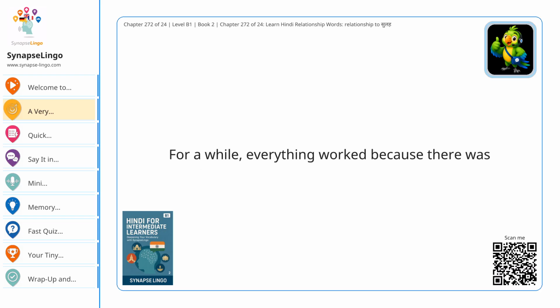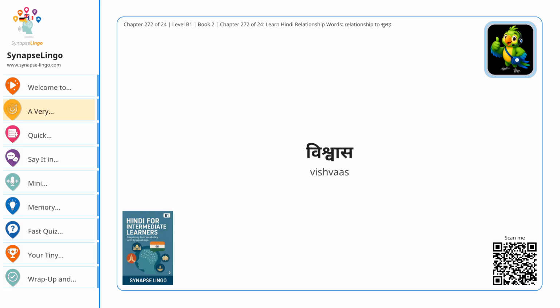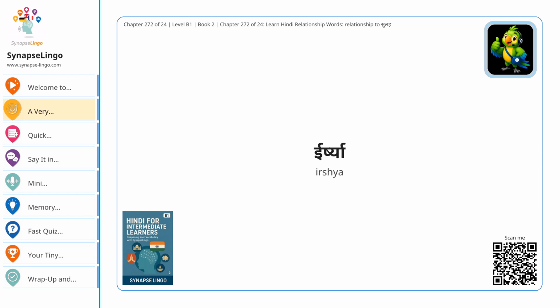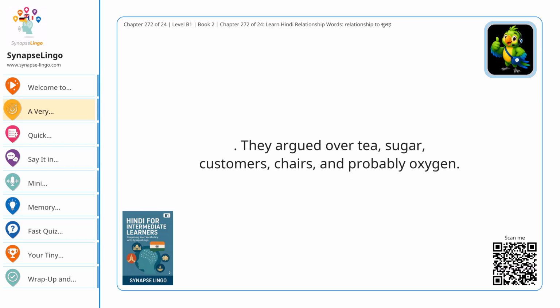For a while, everything worked because there was विश्वास. Then came trouble. A food blogger praised Meera as the genius behind the shop, and Ravi felt a pinch of ईर्ष्या. That silly feeling grew into संघर्ष. They argued over tea, sugar, customers, chairs, and probably oxygen.